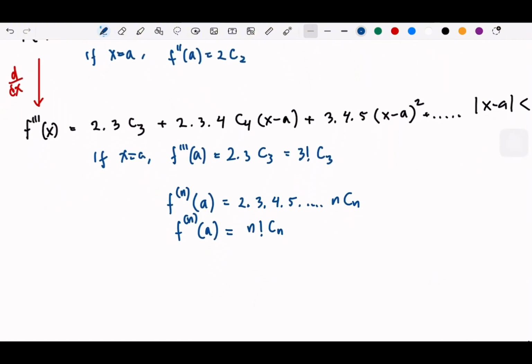And by looking at the coefficient, we can rewrite in terms of Cn that this will be equal to the n-th derivative of f at a, divided by n factorial. Notice that this n is not a power, it's a derivative order. Okay. And even for n equals 0, this is still valid because 0 factorial is 1, right? Okay.